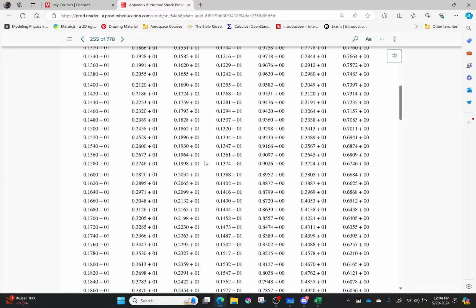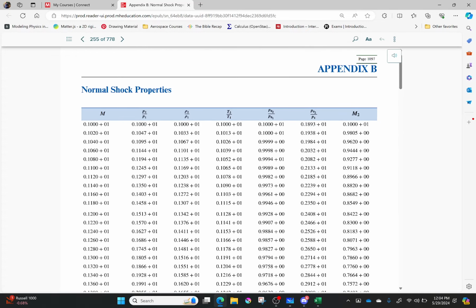And so let's see here. We're going to need probably P2 over P1. We're going to need T2 over T1, P02 over P01, and P02 over P1, and the Mach 2. So pretty much everything except for the densities. We don't really need the densities for this problem. I think everything else, though, is probably going to be very helpful to us. Yeah. So let's use everything else.